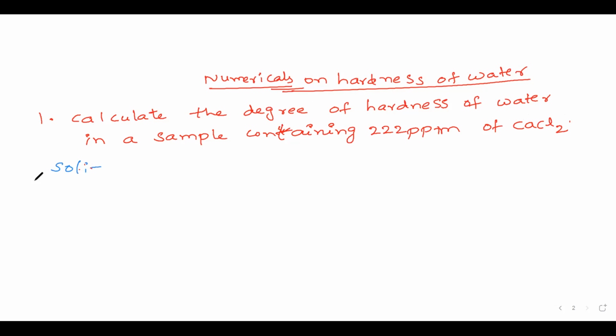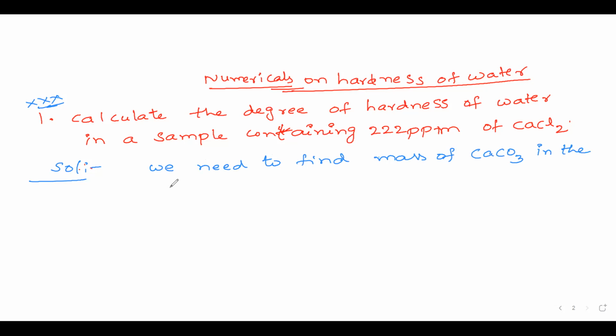Solution. How to solve this type of questions is most important for JEE Mains. So how to calculate the degree of hardness in a given sample of calcium chloride? It means we have to find, in the hardness of water, the amount of calcium carbonate. We need to find the mass of calcium carbonate in the given sample.